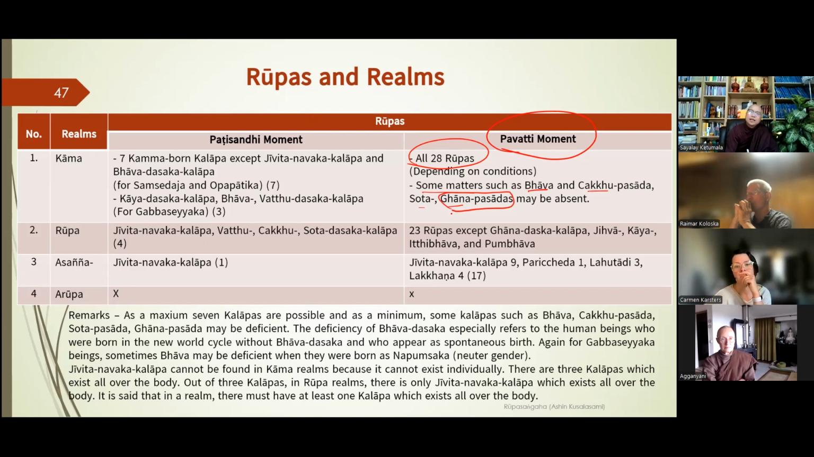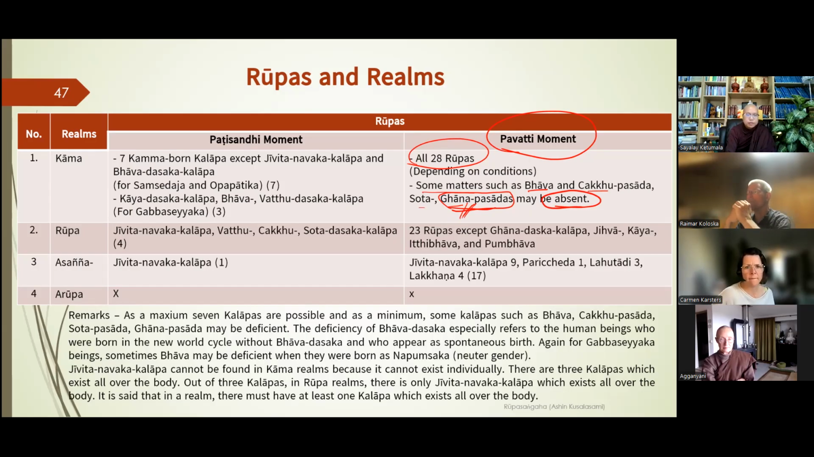But here, absent means this kind of Pasada does not come into existence. That Burmese man, before he had cancer, had the sense of smell. Only due to the serious disease is there no smell anymore. Okay, so anyway, according to the Abhidhamma, Ghana Pasada too may be absent.